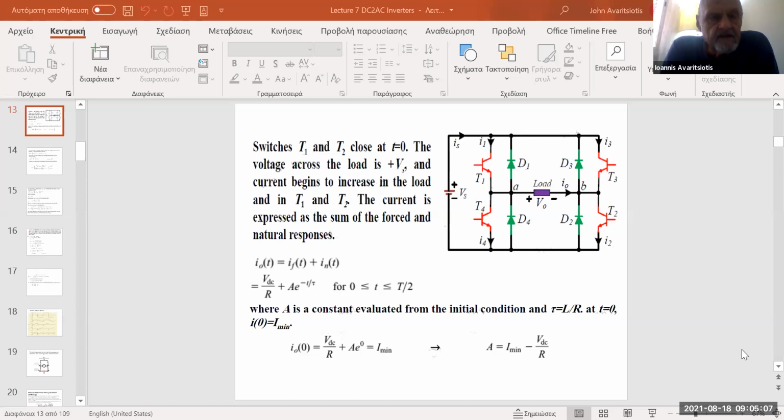One term is due to the forced response of the circuit, whereas the second term is due to the natural response of the circuit. And we can write the equation you can see on this transparency, that i_O(t) is equal to the sum of i_F(t), where i_F(t) is the component which corresponds to the forced response, and i_N(t) is the component of the current which corresponds to the natural response.